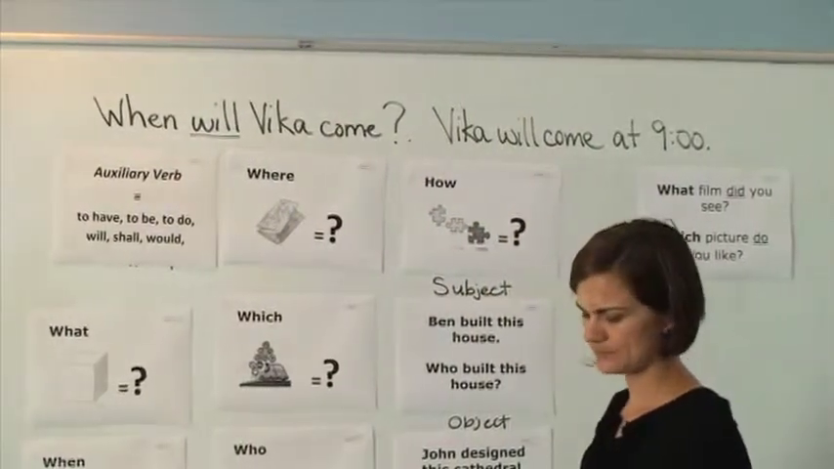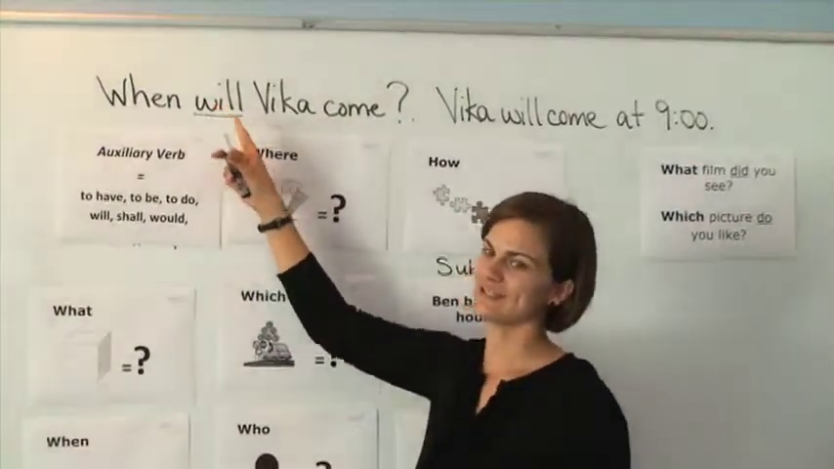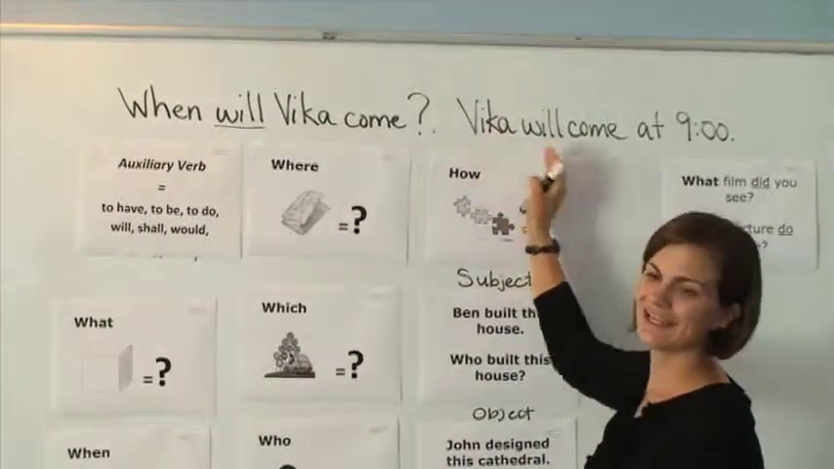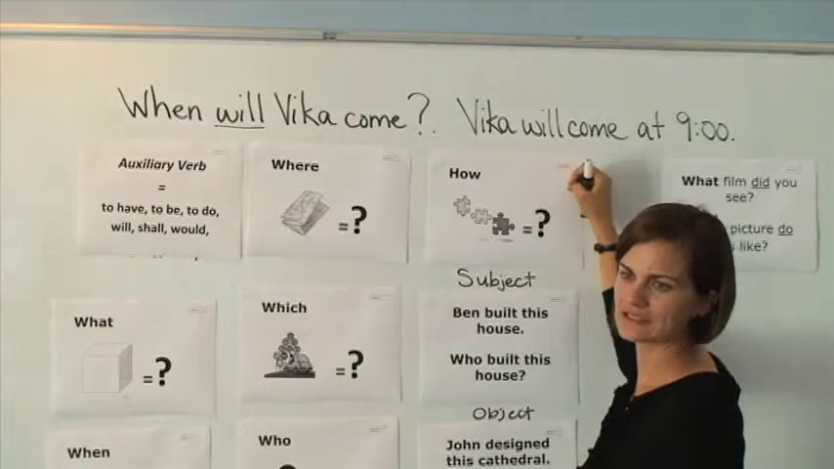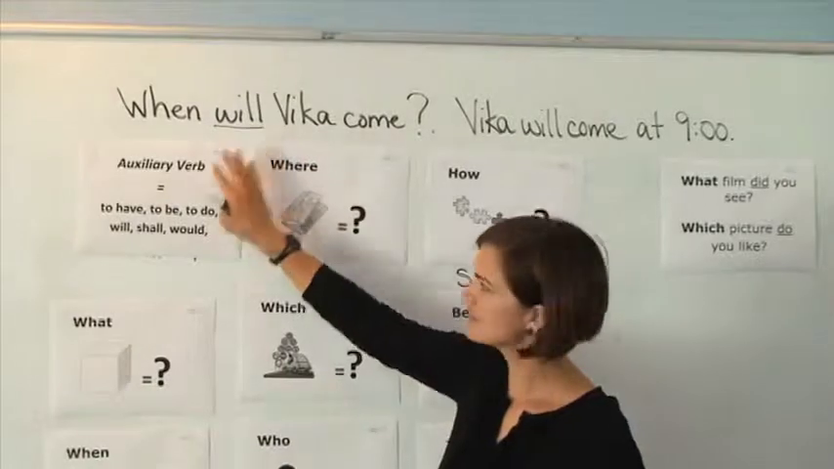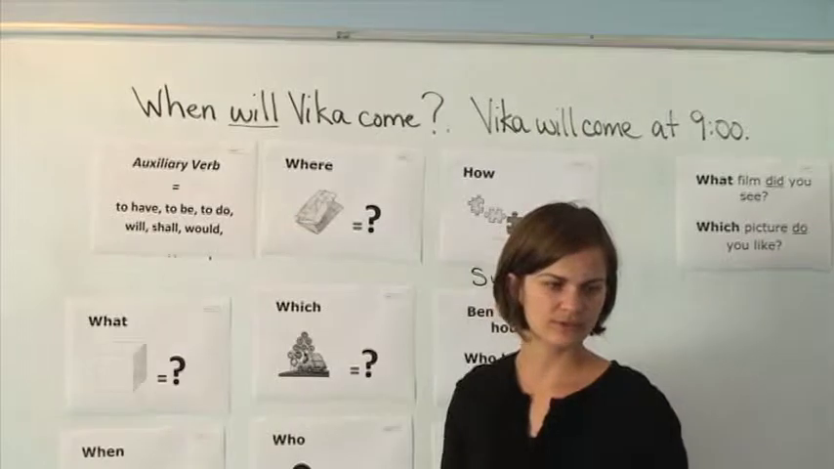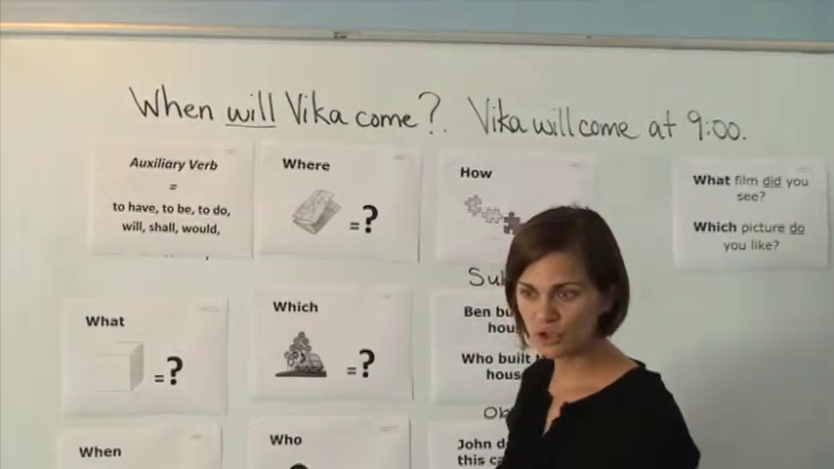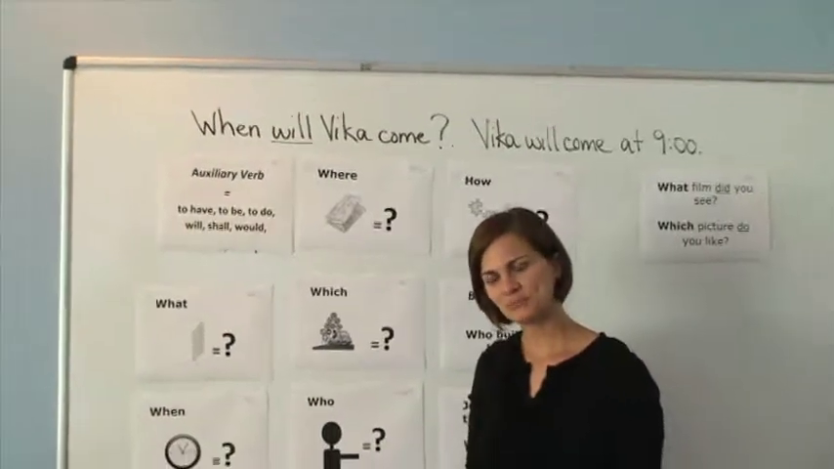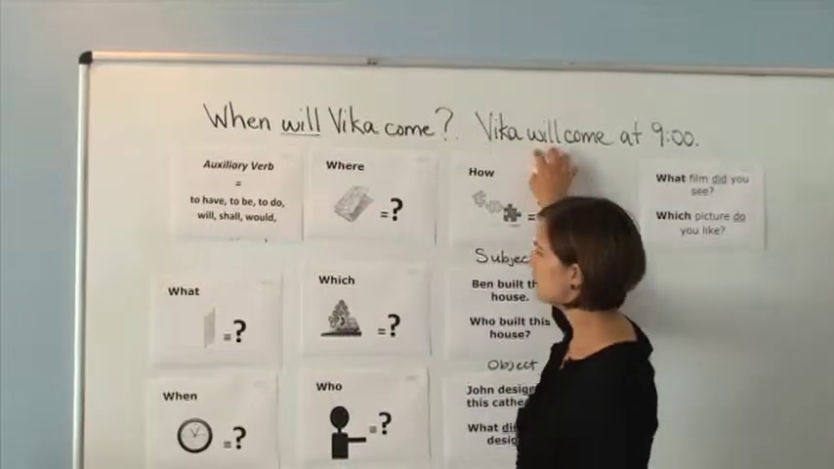Can we say Vika come at 9? If I asked, when did Vika come? That's past. Then we would answer, Vika came at 9. Okay? So when we're asking questions, we're also sometimes using auxiliary verbs to help us and to show what tense we're learning. We've been learning a lot about past tense, present perfect, all kinds of tenses, right? So this is related to all of that.